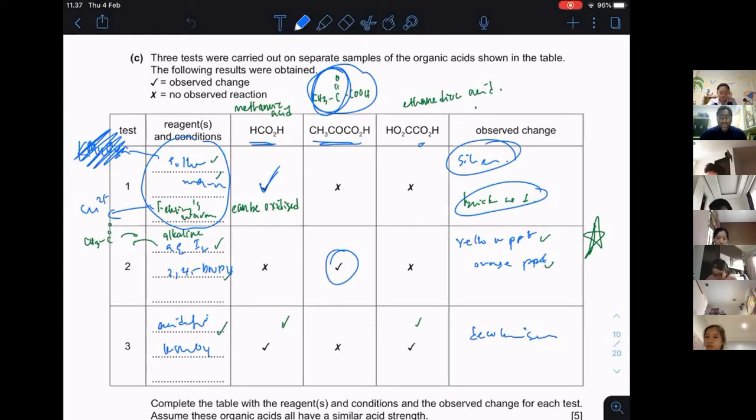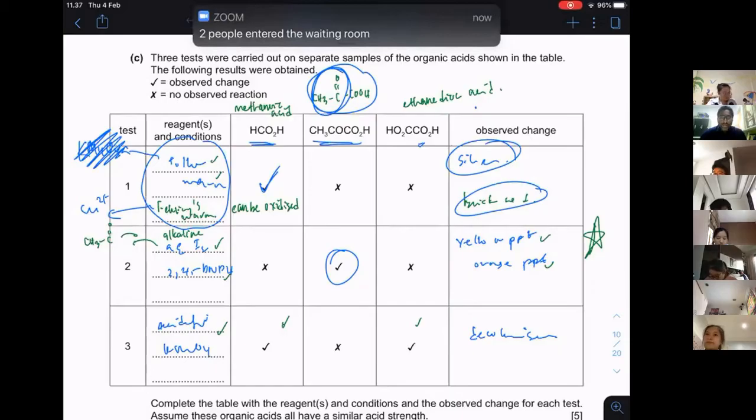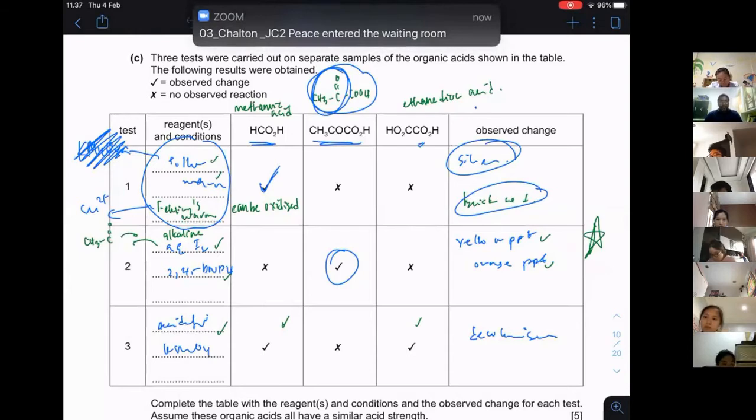Okay, Justin, so I've sent you paper 4.1 on WhatsApp together with the marking key. If you want to continue there, I don't mind. But today I'll just move on. Okay, let's continue the discussion.